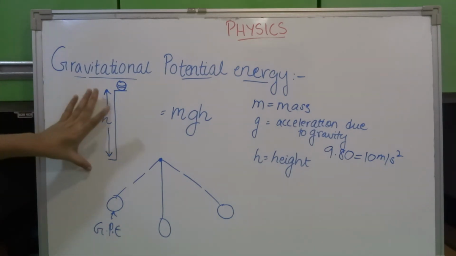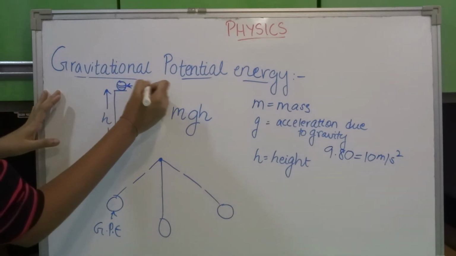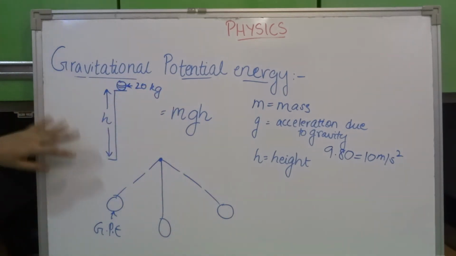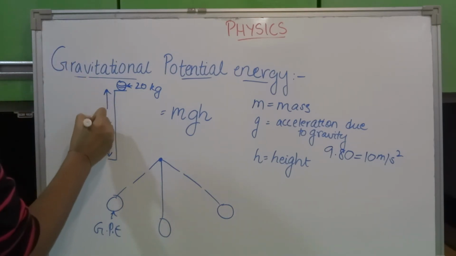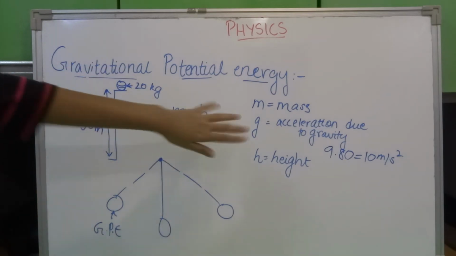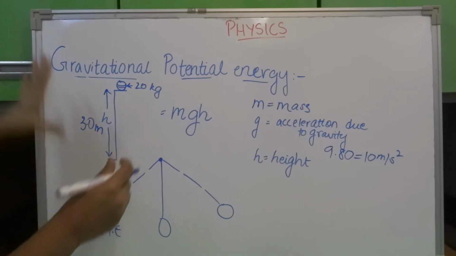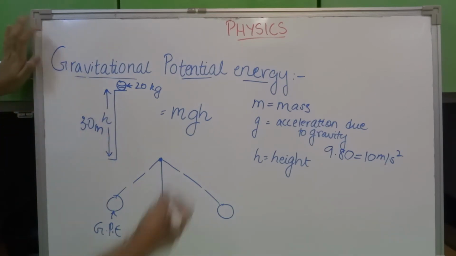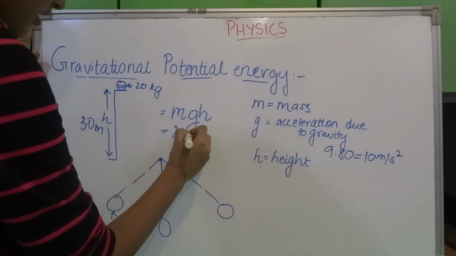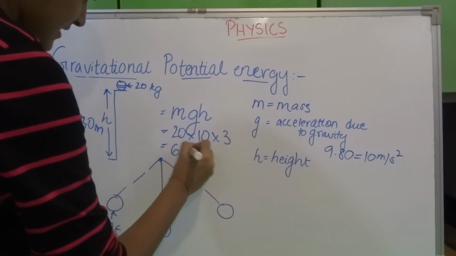So now let's solve this sum. Let's say that this ball has the mass of 20 kg and the height to which it is raised is 3 meters. The g, that is the acceleration due to gravity, remains constant in everything, that is 10 meters per second square. So now the gravitational potential energy possessed by this ball at this height will be 20 into 10 into 3. That is nothing but 600.